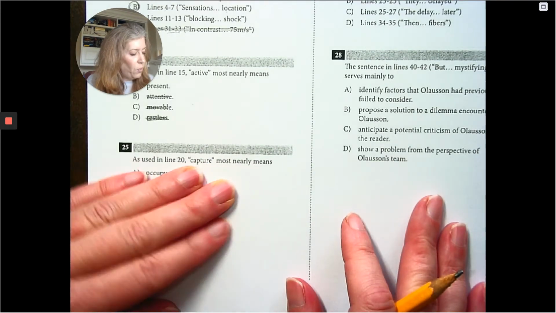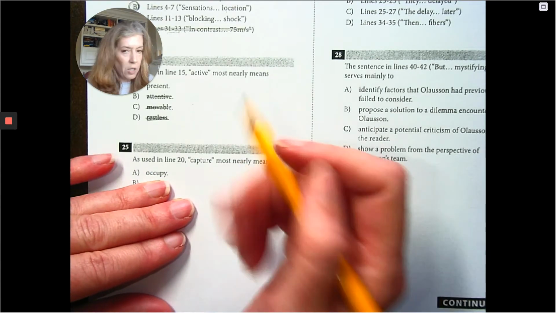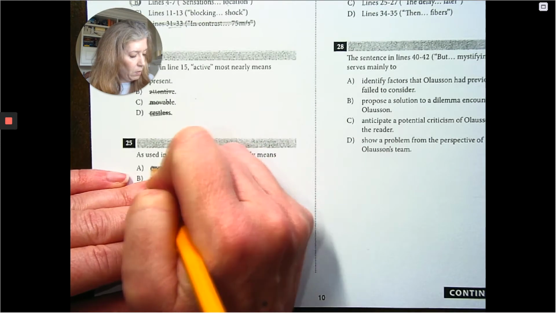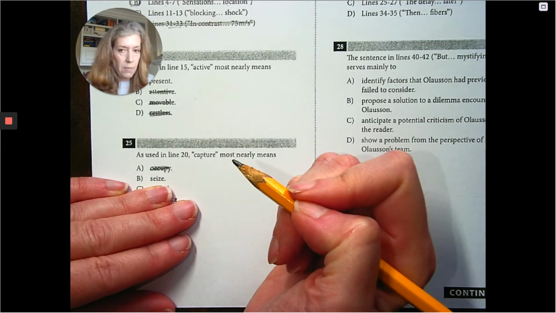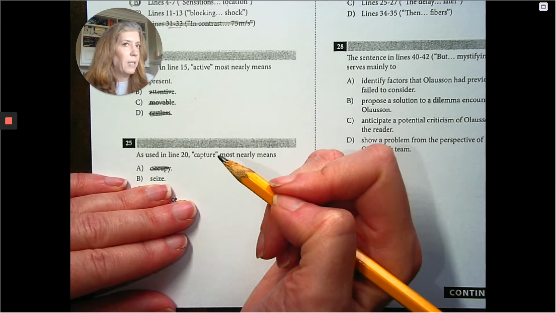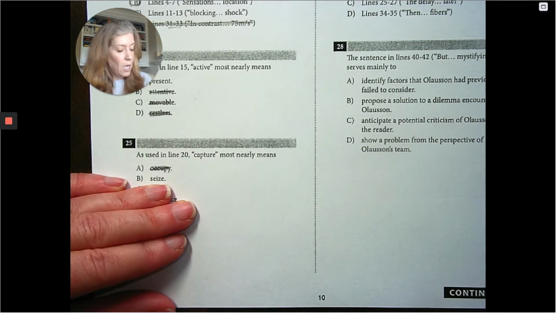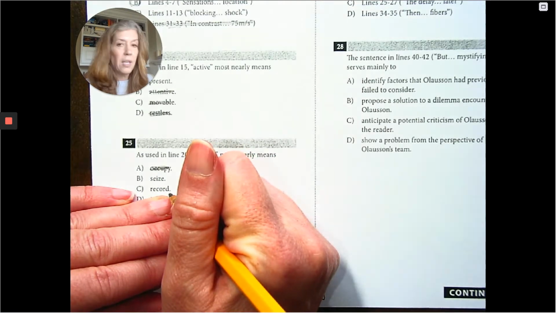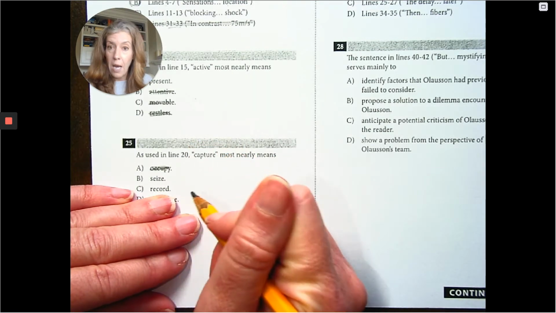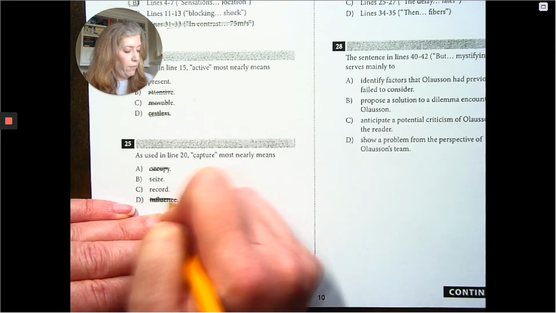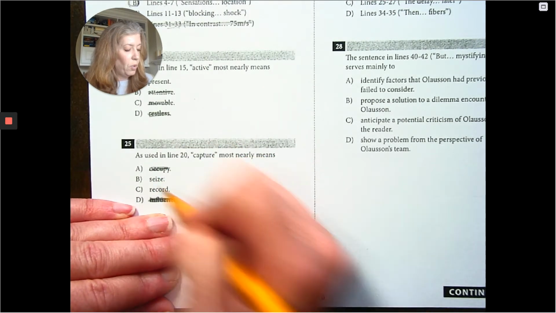As used in line 20, capture most nearly means, does it mean to occupy? No, if you're writing something down, you're not occupying. Does it mean to seize? I don't hate that. I'm not in love with it because I don't want it to seem like seize almost means like out of force, but I'll keep it then. Record, yes, I like that one. Influence, no, that doesn't mean to write down or to photo. So between these two, seize or record, I like record.